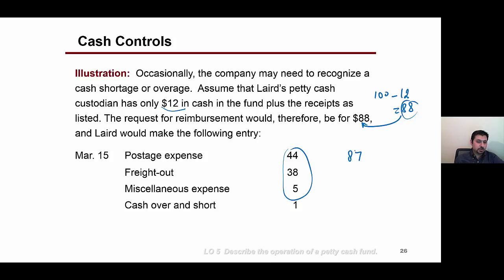cash over and short. It is debited when there is a shortage in the petty cash fund, and this account could be either miscellaneous revenue or miscellaneous expense. In this case, it is a miscellaneous expense because it was short. So the amount of cash that was in the petty cash fund was short by $1. Here, the cash will be credited $88.